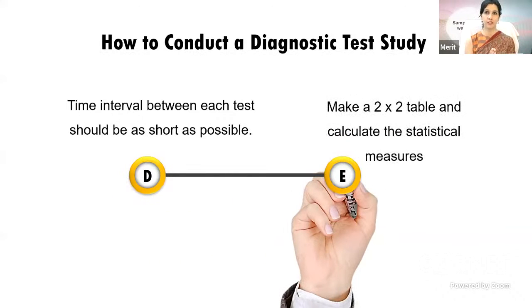Then we have to make a 2x2 table, and we have to calculate the appropriate statistical measures, which we have read.